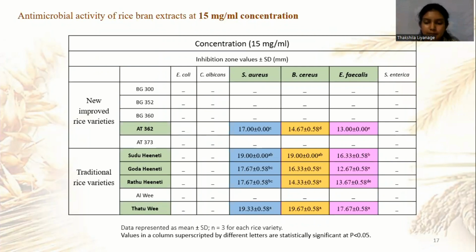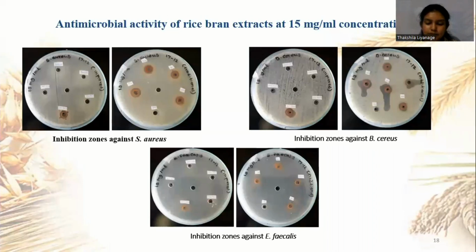At the 15 mg per milliliter concentration, the rice varieties showed antimicrobial activity against Bacillus cereus, Staphylococcus aureus, and Enterococcus faecalis. In general, Tatuvi and Sudhuhinati showed the highest antimicrobial activity against these three organisms. Ratuhinati showed the lowest activity against Bacillus cereus, and Godahinati showed the lowest activity against Enterococcus faecalis. These are the actual photographs of inhibition at 15 mg per milliliter concentration.